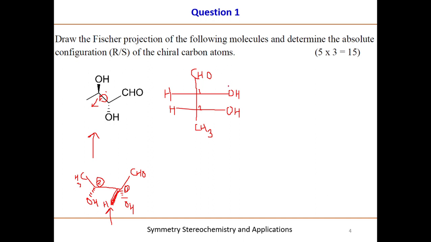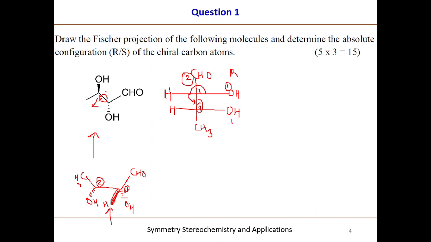So first priority will always be given to the oxygen attached to carbon 1, then the second priority will be given to this carbon, the aldehydic carbon. Then this one is third. Now you have to see the movement. So this is the counterclockwise direction. But hydrogen, the least priority group, is present on the horizontal line. That means it is an R configuration. R configuration.